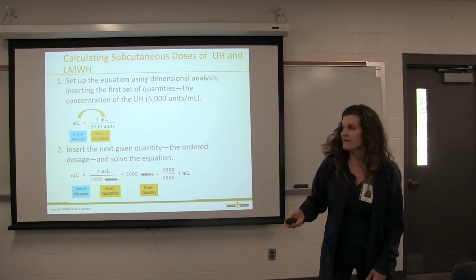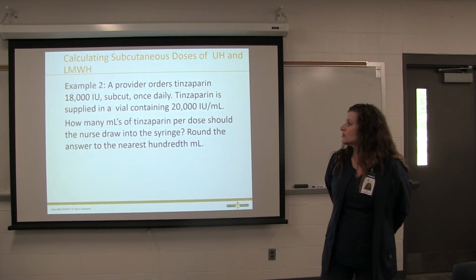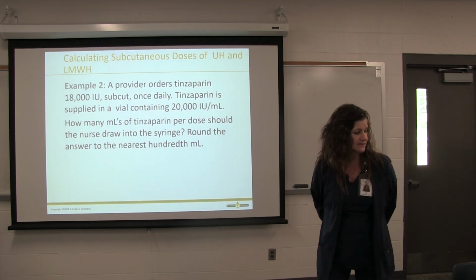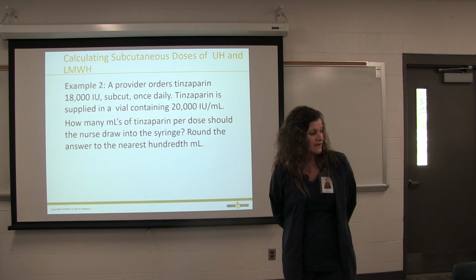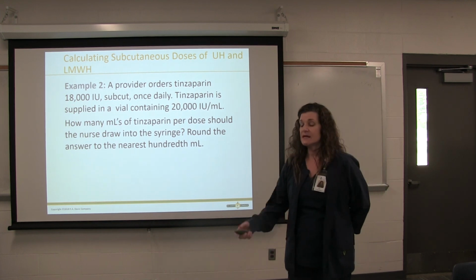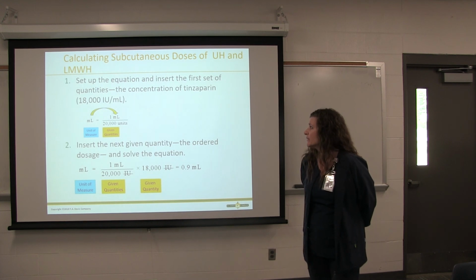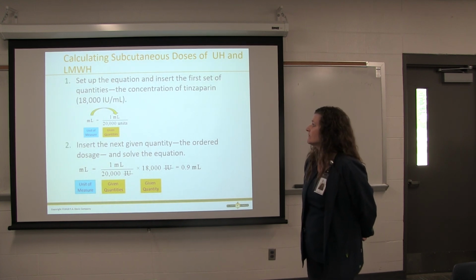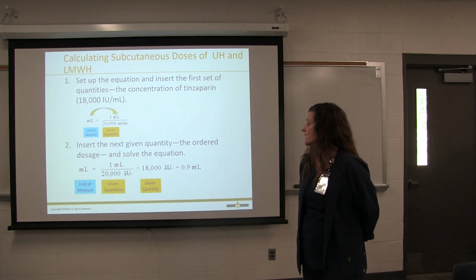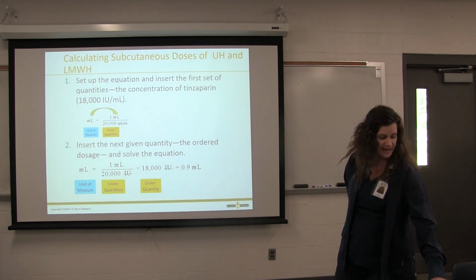But your next one, we have ones that might not be like that. So let's look at this one. Your provider orders the 18,000 sub-Q once daily. The vial, however, comes in 20,000s. How many mils are we going to get? So let's set up our milliliters. And you have 1 milliliter per 20,000 units is the given quantity. And next is what is ordered. And when you do your crossing out and your calculations, you come up with 0.9 milliliters.